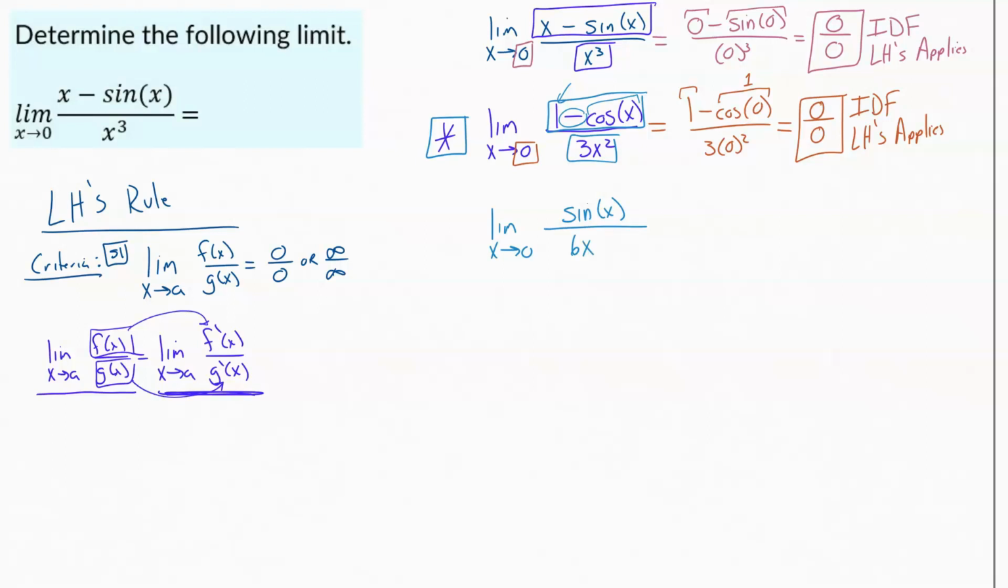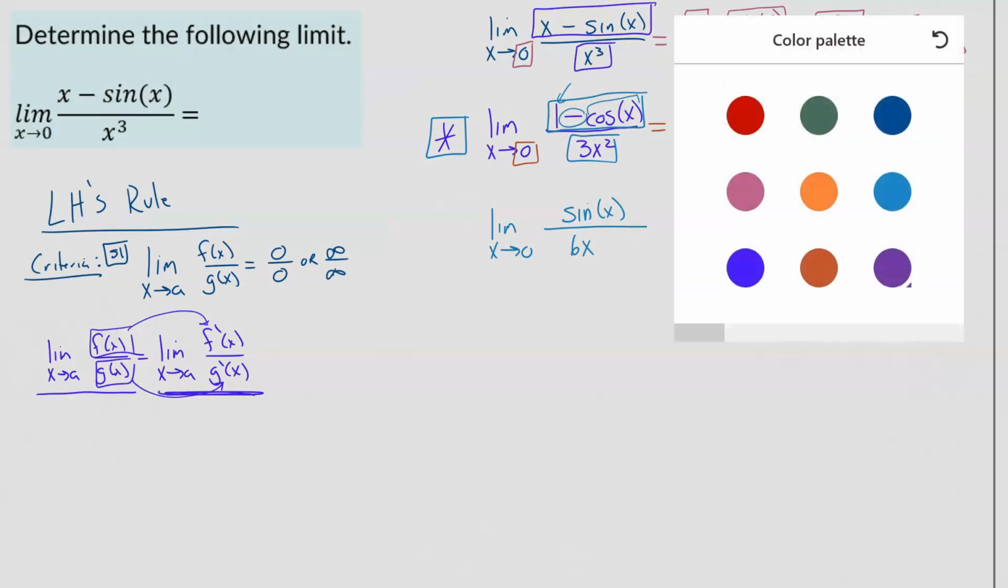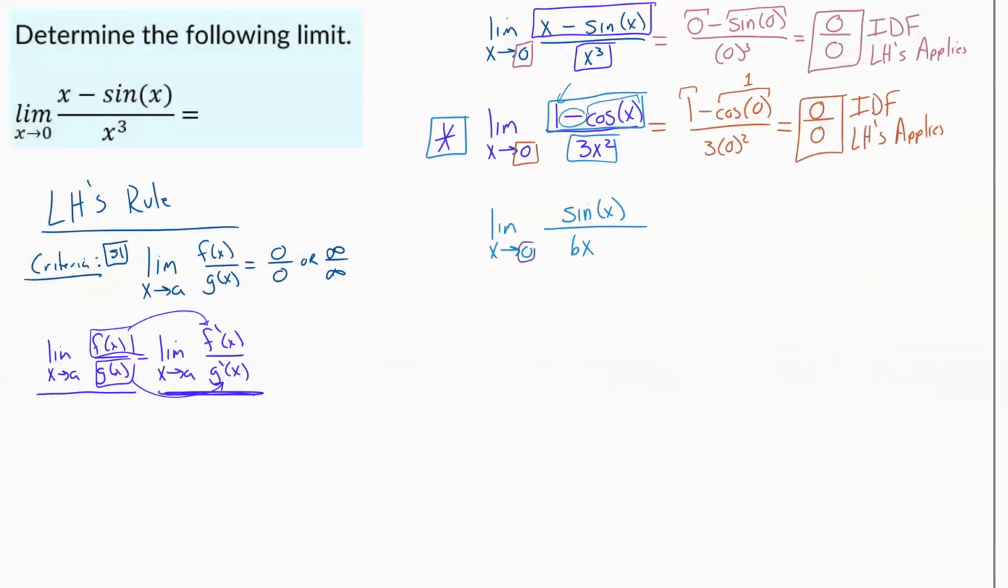And so here you come through and you do, again, option 1. Plug that 0 in. So we plug 0 in everywhere we see an x. We get the sine of 0 over 6 times 0. The sine of 0 is, again, 0. 6 times 0 is 0, and you're like, man, again, we are at an indeterminate form, and L'Hopital's applies. And so you just keep running through this. It's unfortunate, but that's the way it works sometimes.